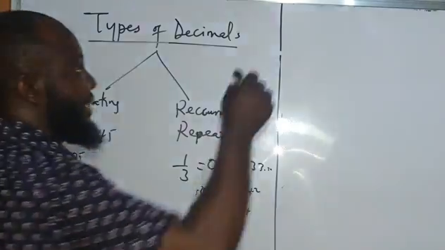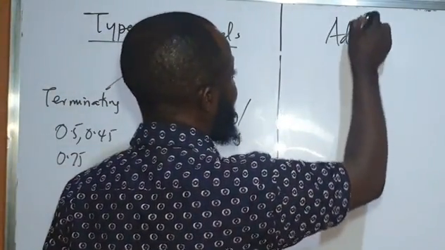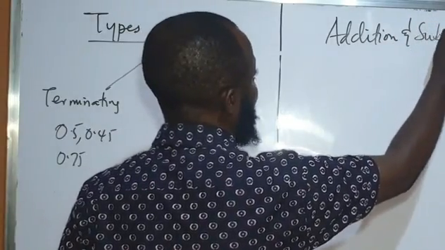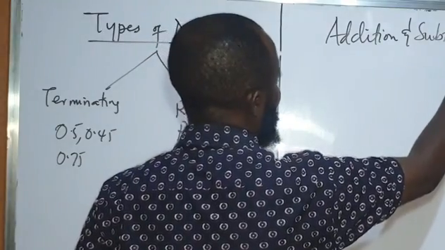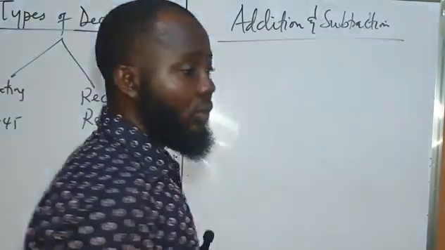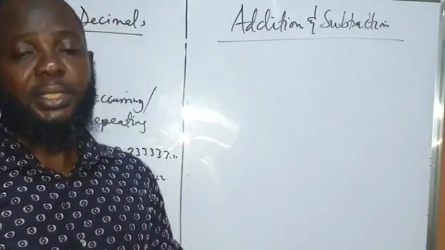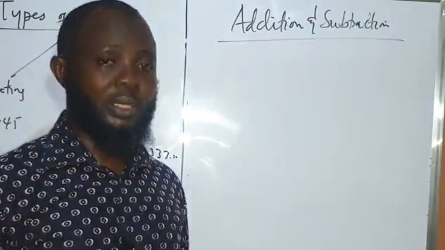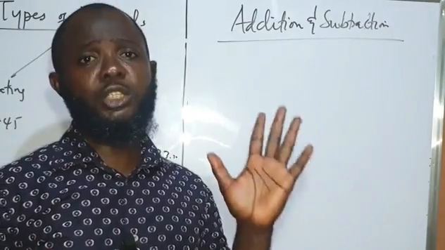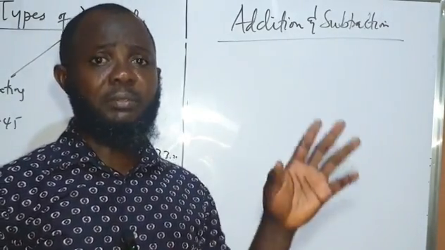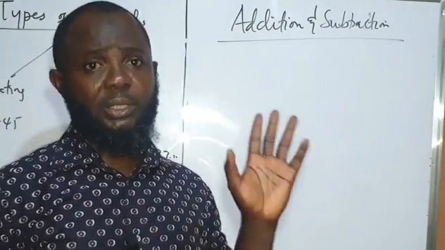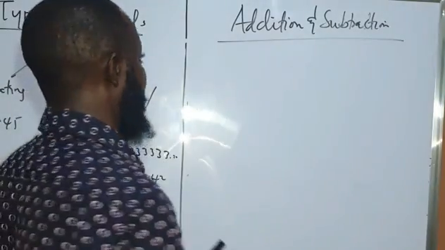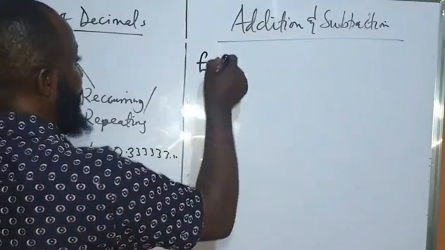Now let's look at addition and subtraction. Addition and what? Subtraction of what? Decimals. The same way we add whole numbers, it's the same way we add decimals. Just make sure that you observe the place value of the digits. If you don't do that, you make mistakes. So let's look at this first. The first example I'm going to show you is this.